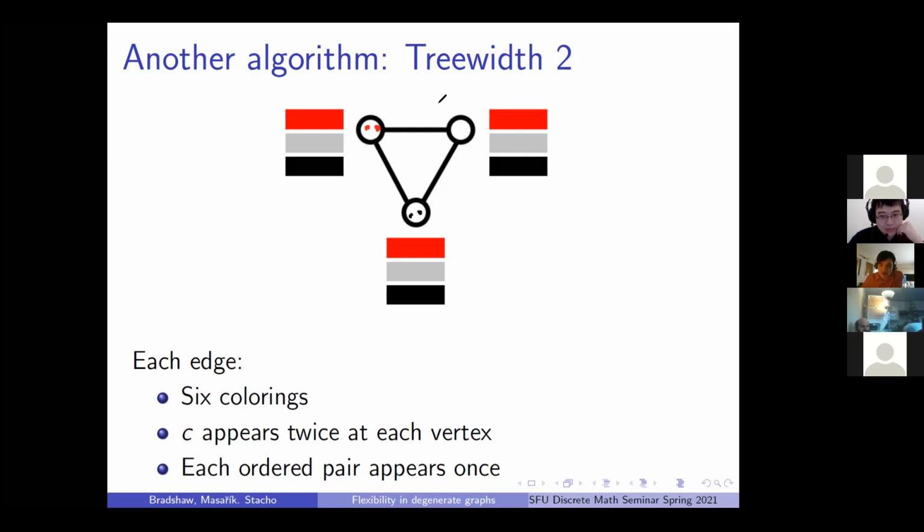So what we thought is, what if we can try to make these properties hold at every edge of a 2-tree graph, even if all of the lists are not the same. And what we were able to show is that we actually can do this.